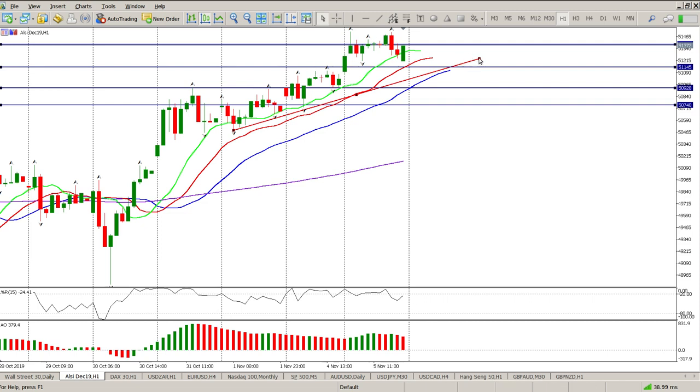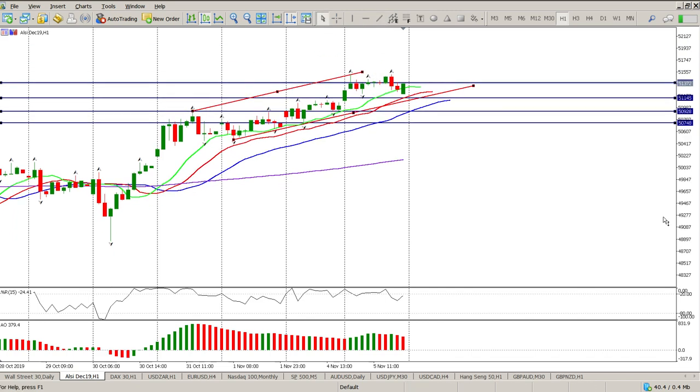And I think for me anyway, the first level to be concerned about would be this one here, which is 51,145. That would pretty much line up with this trend line at the moment. Okay, and if I draw my trend line on the top, you'll see I have my channel.